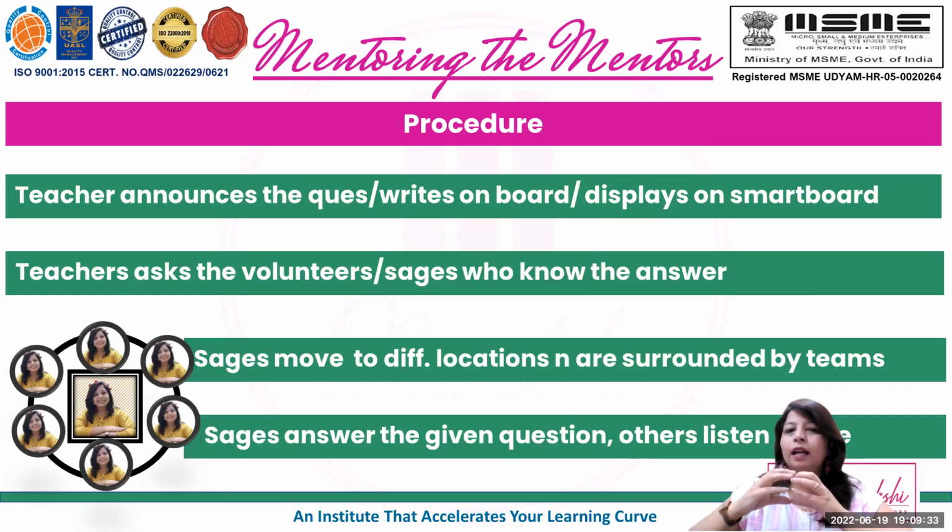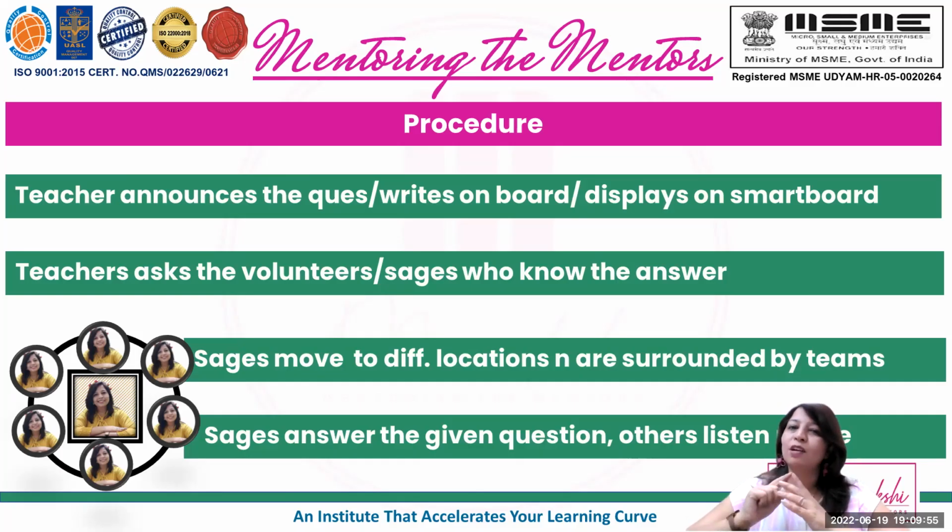Suppose I have divided the class into, if I have got 4 sages, I will be dividing the rest of the students into 4 teams, A, B, C, D, right? Or maybe 1, 2, 3, 4. So I have got 4 sages. So what will happen from those 4 teams, right? 1 student each will be going to the different sages.